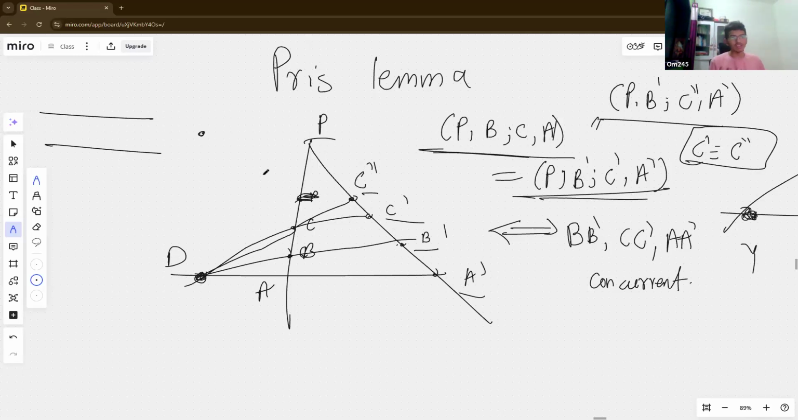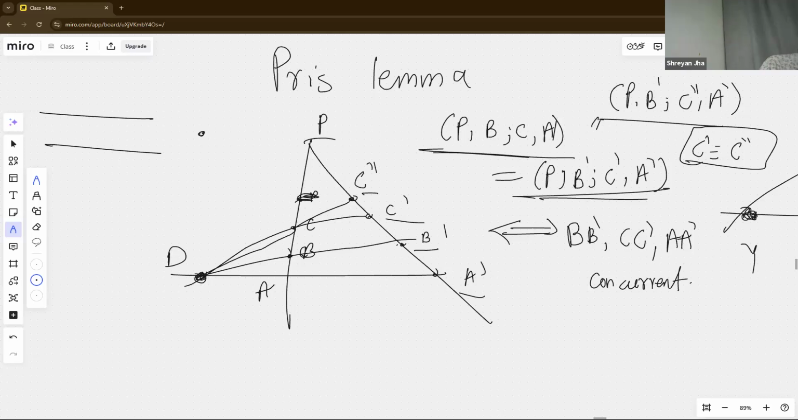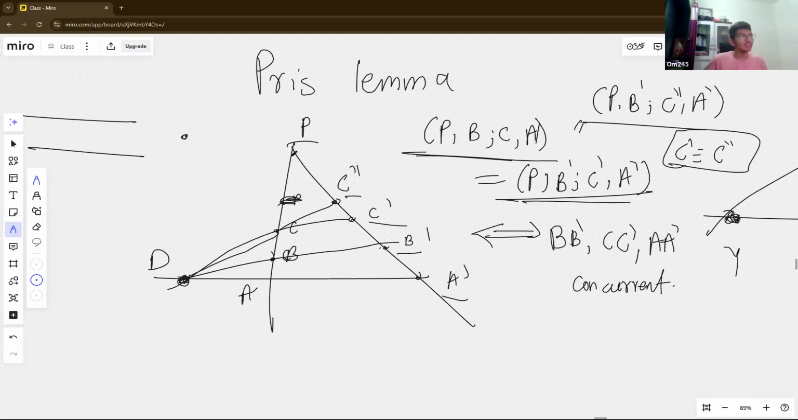So what is a nice fact about this? If you have two lines and the cross ratios are the same, the three lines actually concur, which is sometimes so much useful. They should be concurrent at P, and you should consider the cross ratio with respect to P.